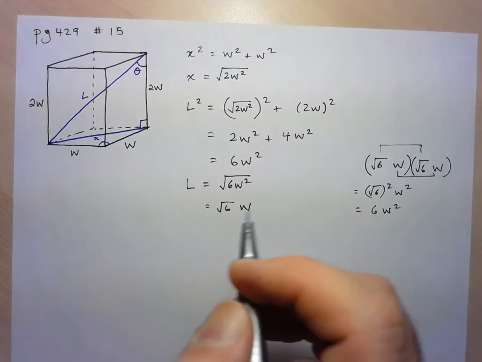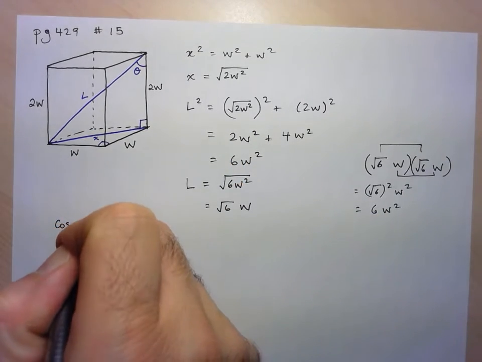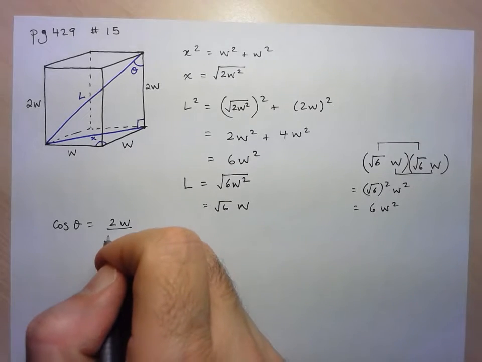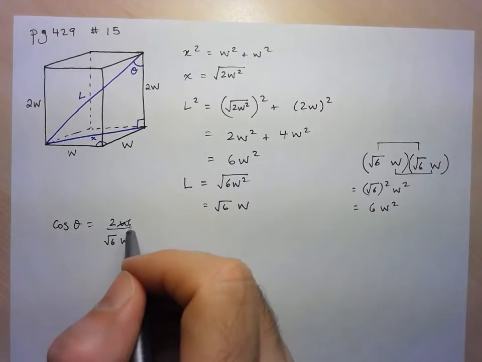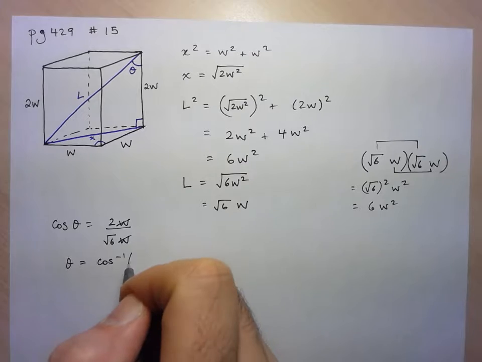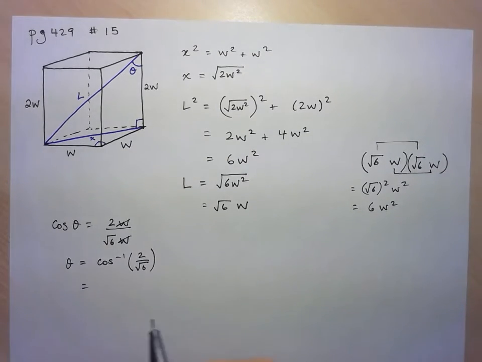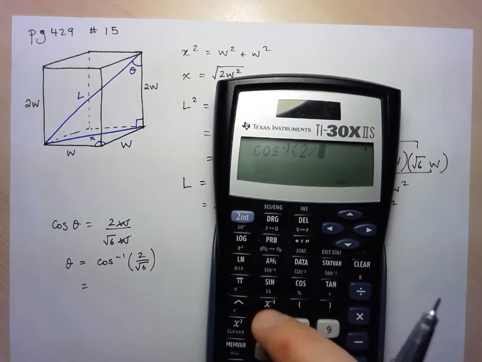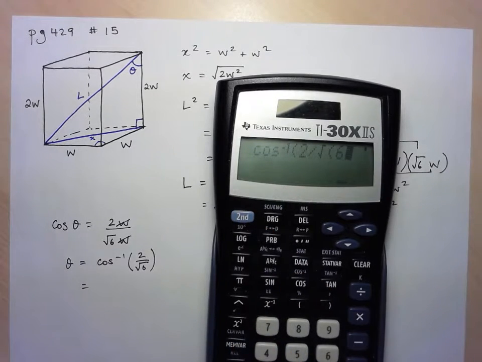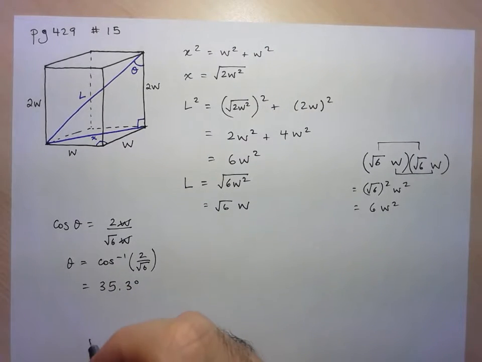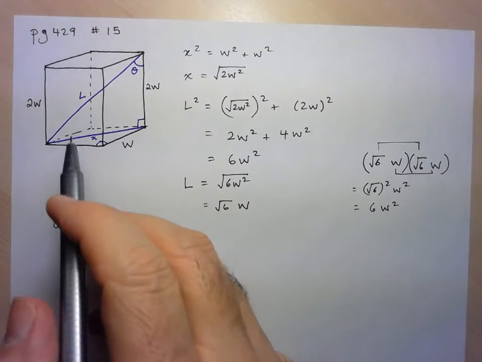So adjacent and hypotenuse, I'm going to use cosine. Cosine of theta is adjacent, which is 2W, divided by hypotenuse, which we just found was root 6 W. And hey, look what happens. W divided by W is equal to 1. So I just have that theta is cos inverse of 2 over root 6, which we can calculate pretty easily. Cos inverse of 2 divided by square root of 6 is equal to 35.3, so 35.3 degrees.